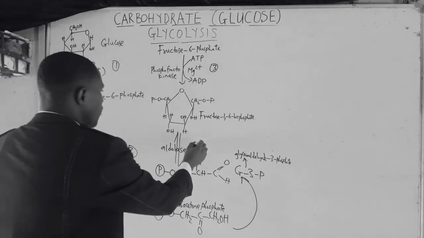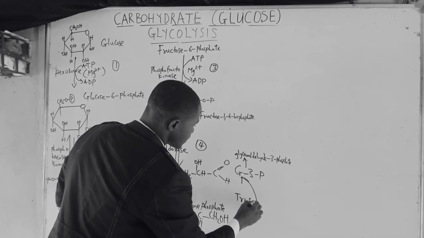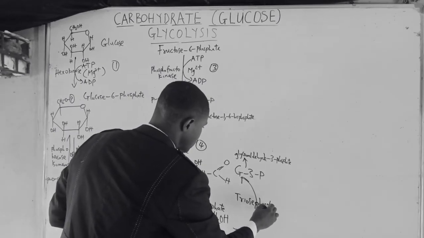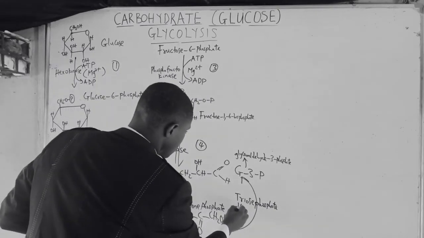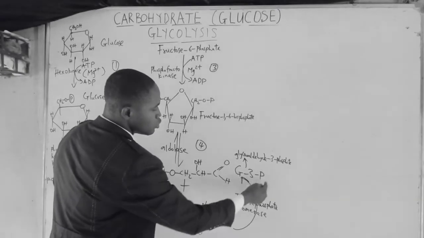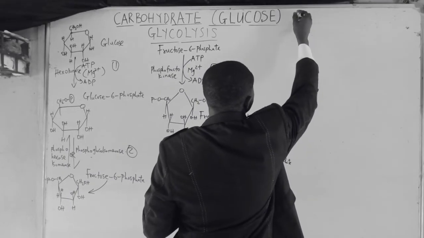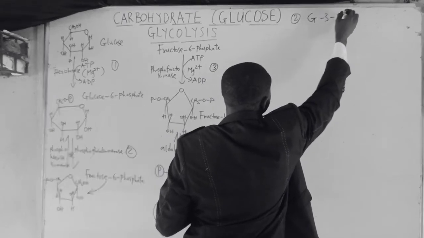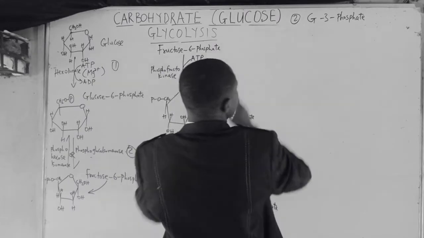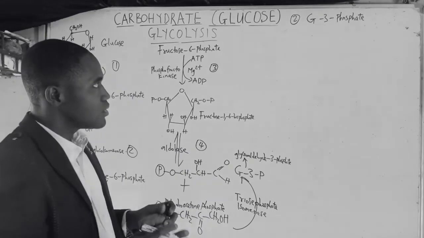Okay, then this is stage 4. So as it reconverts to this, it will do that with the help of triose phosphate isomerase. Now, once this reconverts to this, we will have two glyceraldehyde 3-phosphate. So these two glyceraldehyde 3-phosphate are what we continue the glycolytic pathway with to get to the end product.